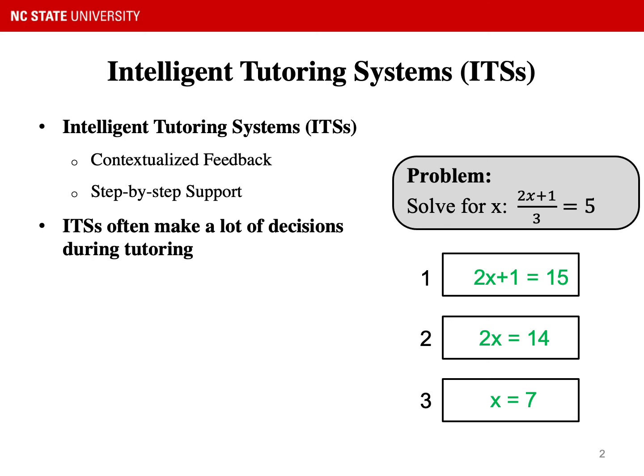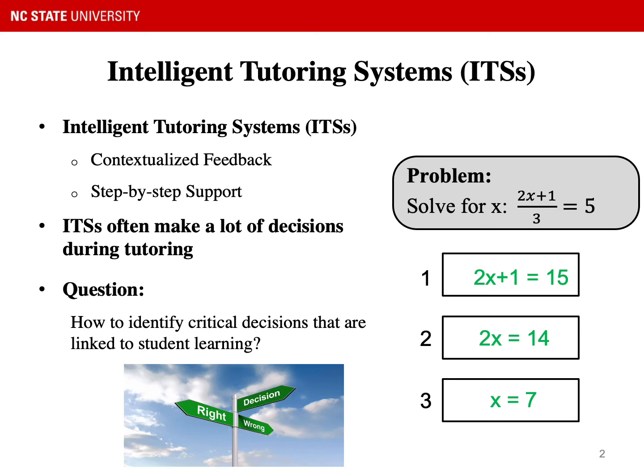First, multiply both sides by 3. Second, subtract 1 from both sides. Third, divide both sides by 2. During this process, the tutor can decide whether to show the steps to students or ask students to solve it by themselves. If a student gives any wrong answers, the tutor will give feedback. As you can see, ITS often make lots of decisions. That is a long trajectory of decisions with a goal of improving student learning.